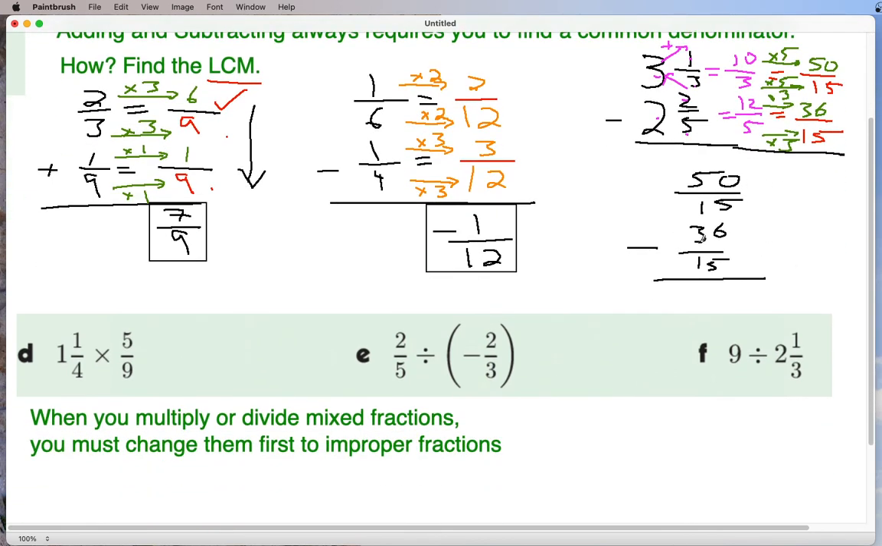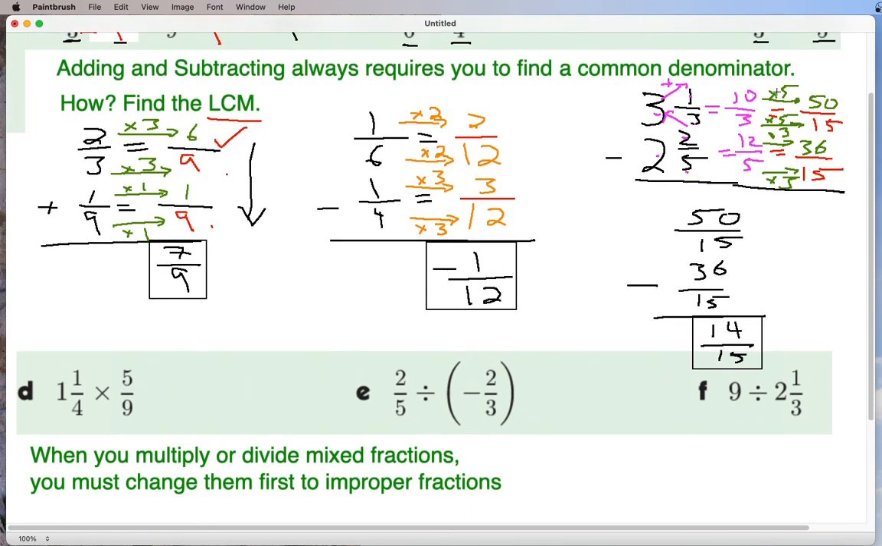So we can go 50 minus 36. So if we do that, 50 minus 30 is 20, minus another 6 is 14. And our denominator is 15. So there we have it. Now we know how to add or subtract mixed fractions. The easiest way is to first change them to improper fractions like I did in the pink here. The second, find the common denominator. And then third, I do the subtraction, and here's my final answer.